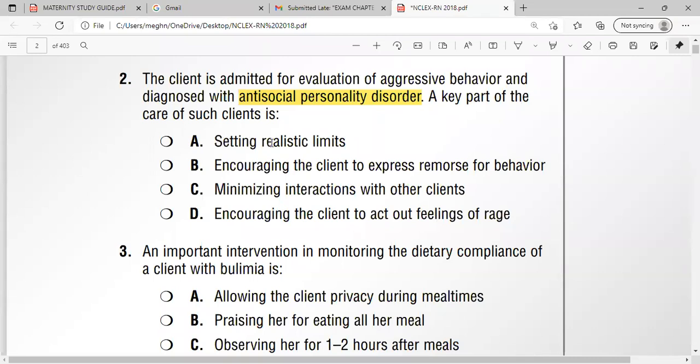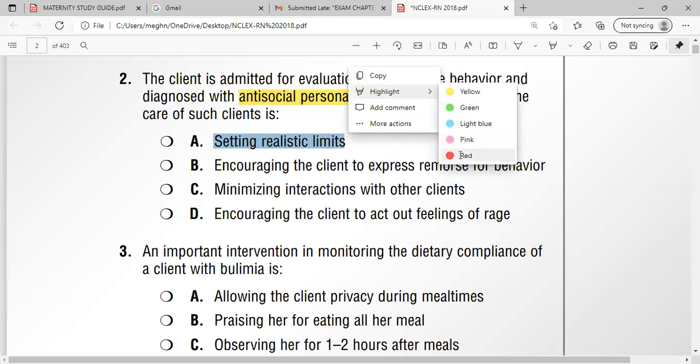Number A, setting realistic limits. Number B, encouraging the client to express their emotions or express remorse for the behavior. Number C, minimizing the interaction with other clients. And number D, encouraging the client to act out the feeling of rage. So the correct answer is number A, setting realistic limits. So this is the answer we prefer.